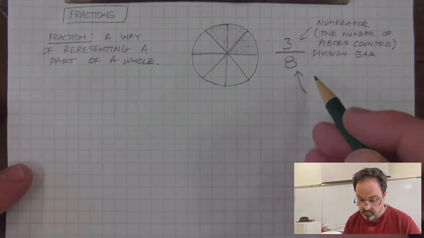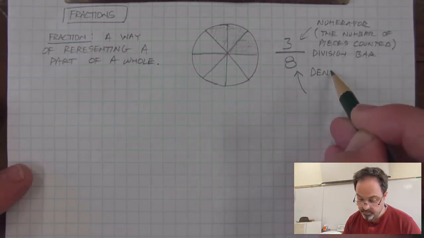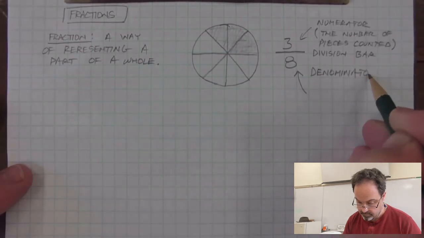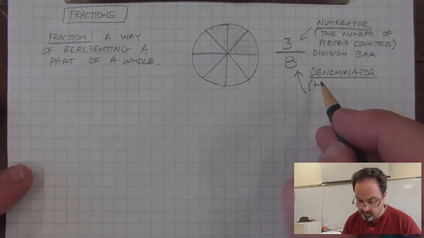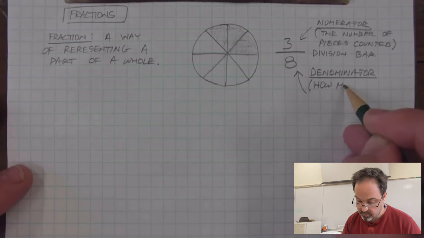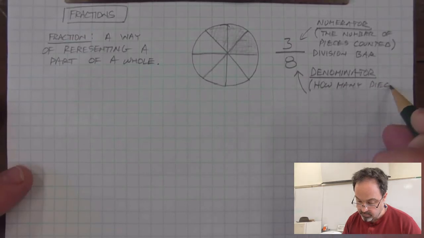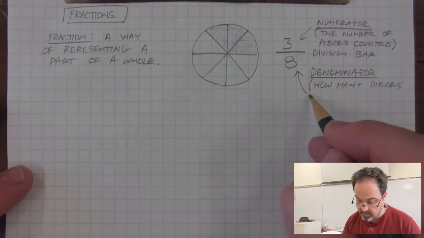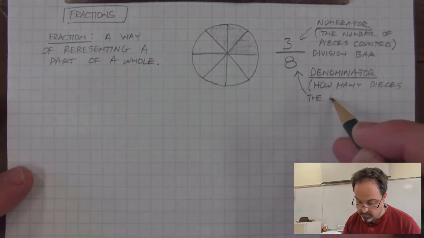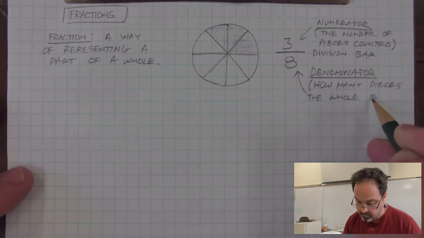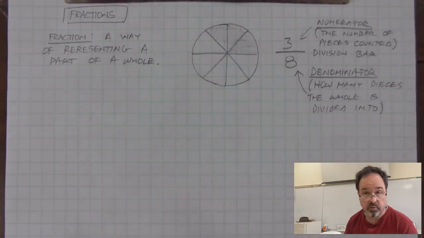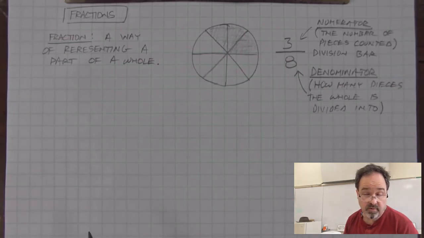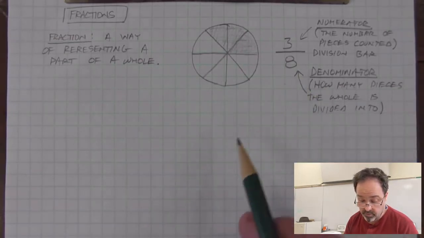The bottom number is called the denominator. And the denominator is how many pieces the whole is divided into. In this presentation, the whole circle was divided into 8 equally sized pieces. So we have the denominator of 8.